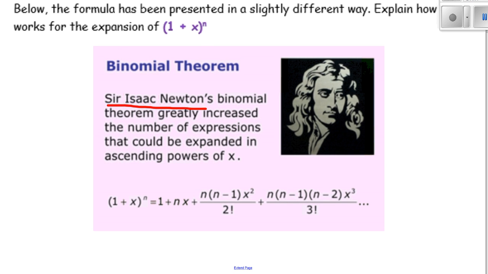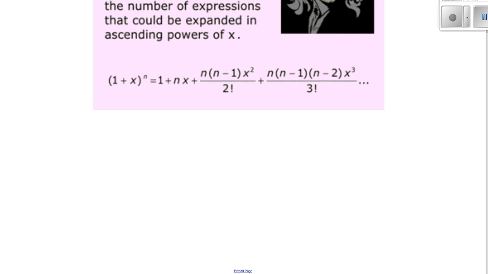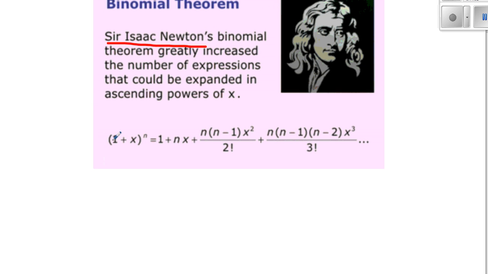So below, the formula has been presented in a slightly different way. Explain how this thing here works for the expansion of 1 plus x to the power of n. So this formula here is showing it in a slightly different way. What have they factored into their formula? They've made it not with a and b, they made 1 and x. What have they factored into their formula that wasn't in the other ones?